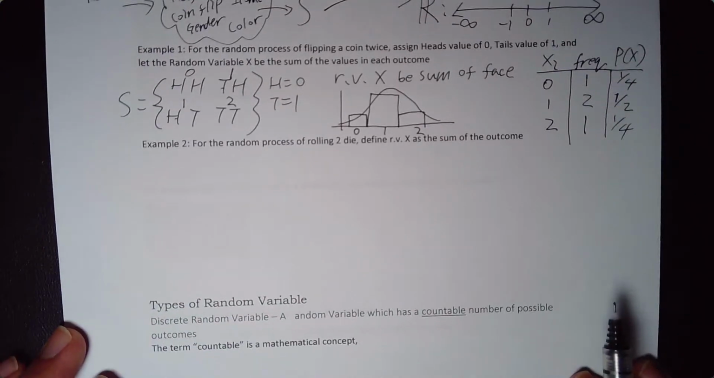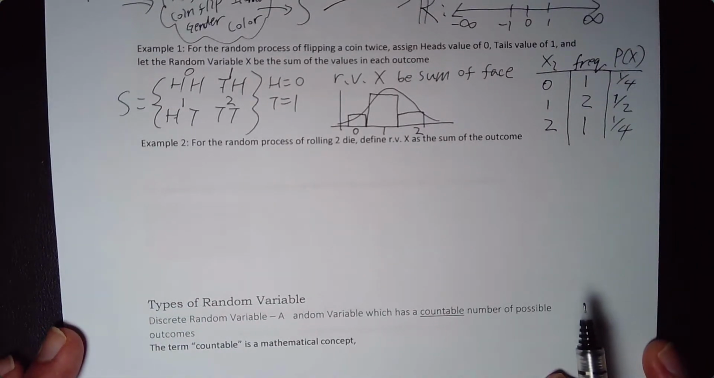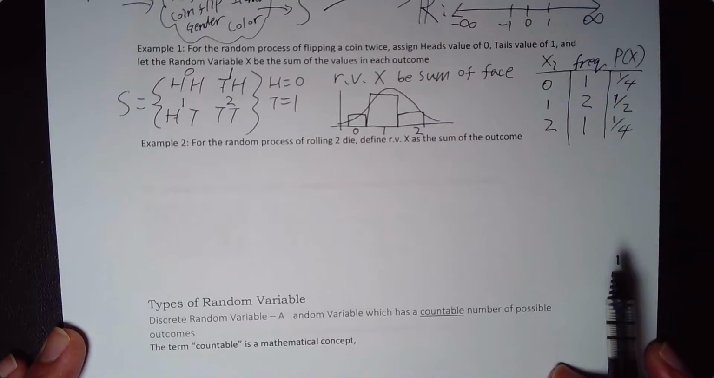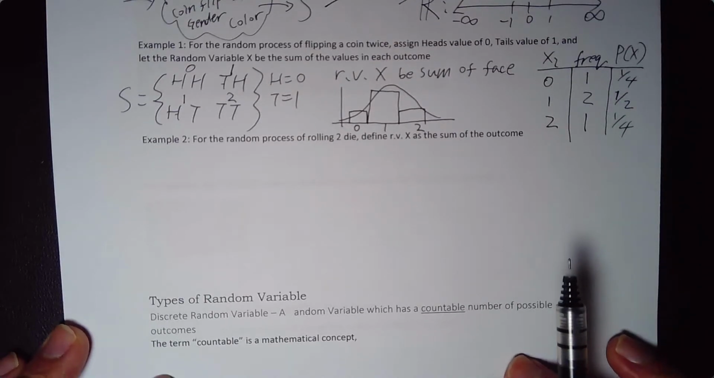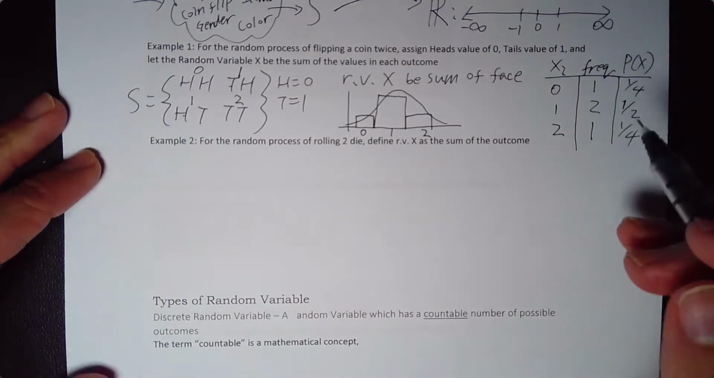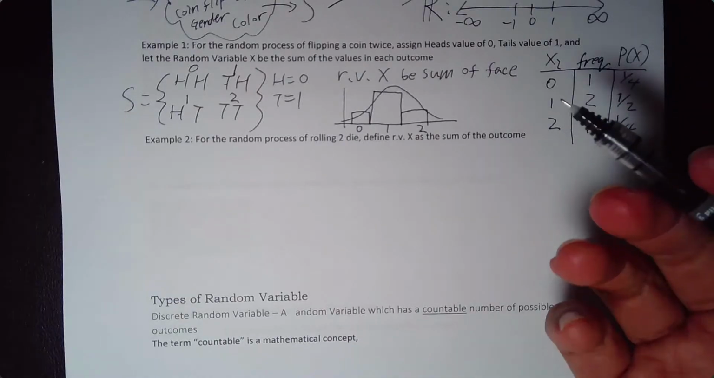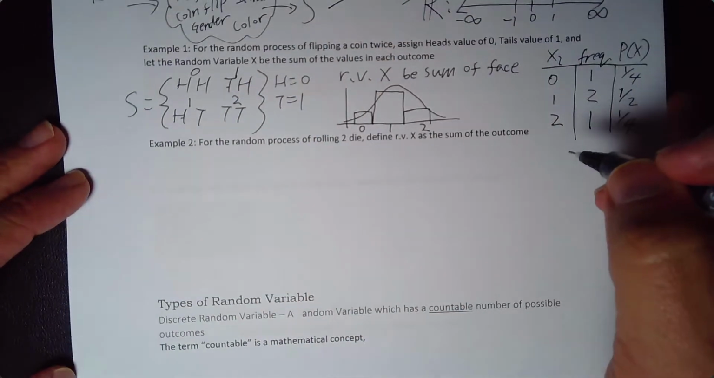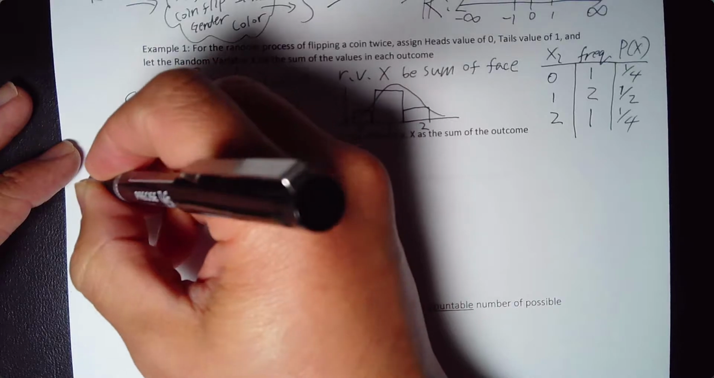Okay, let's try again here. A random process of rolling 2 dice. Define the random variable X as the sum of the outcomes. I think this is a good exercise to help you visualize what happens. I have 2 dice, so my sample space.